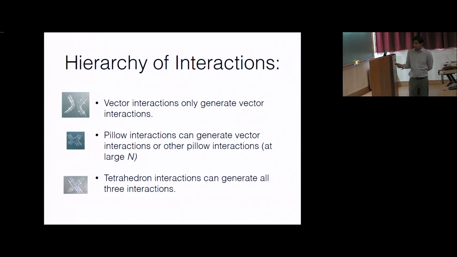If you add pillow interactions and you use the standard large N scaling, then pillow interactions only generate vector interactions or other pillow interactions. So you could just stop here and define a large N limit with vector and pillow interactions, although it's not a very interesting large N limit. And finally, if you include tetrahedron interactions, then tetrahedrons also generate pillows and vectors. So in that sense, there's this hierarchy. So to renormalize the tetrahedron interaction, you need these 2. But if you want to renormalize just these 2, you don't need the tetrahedron.